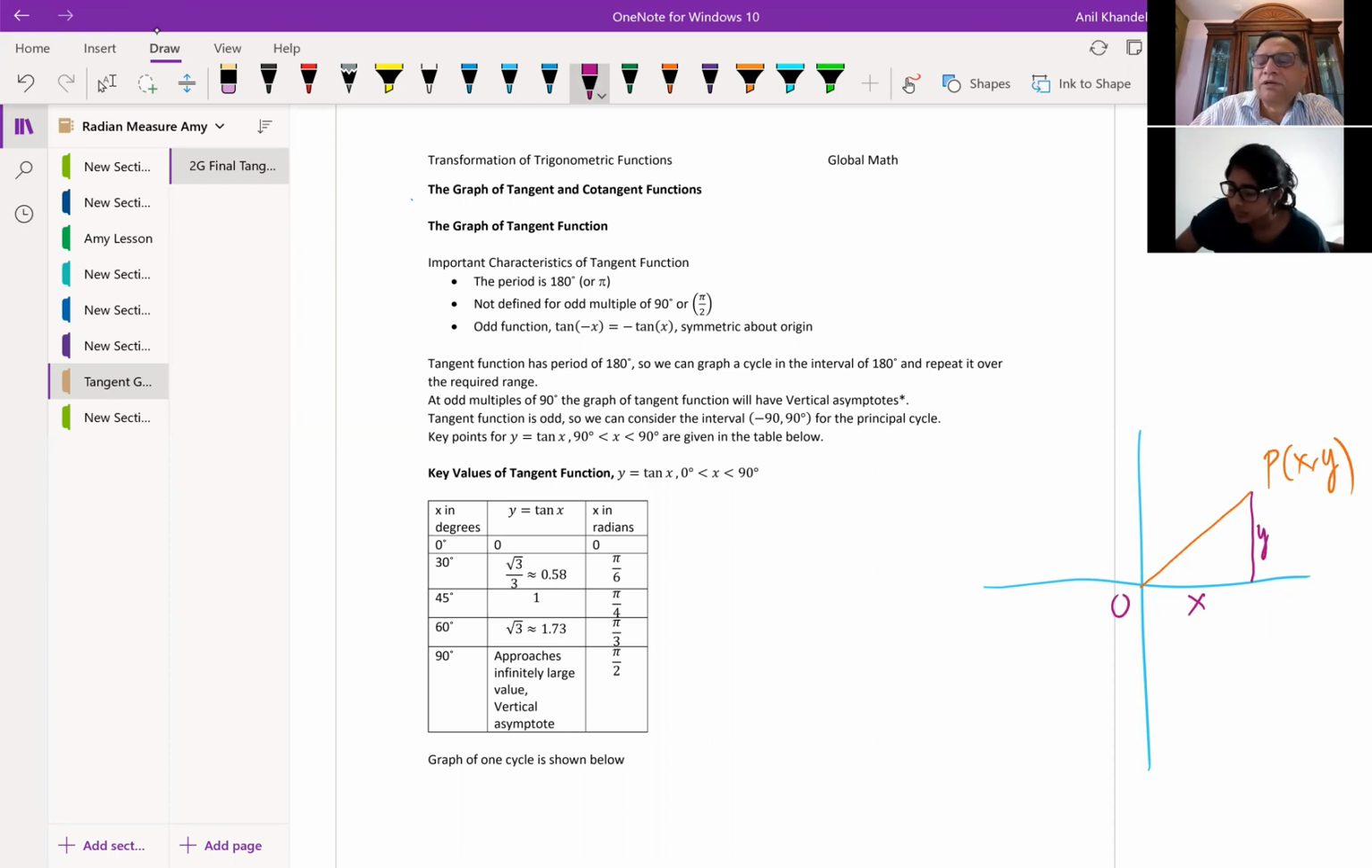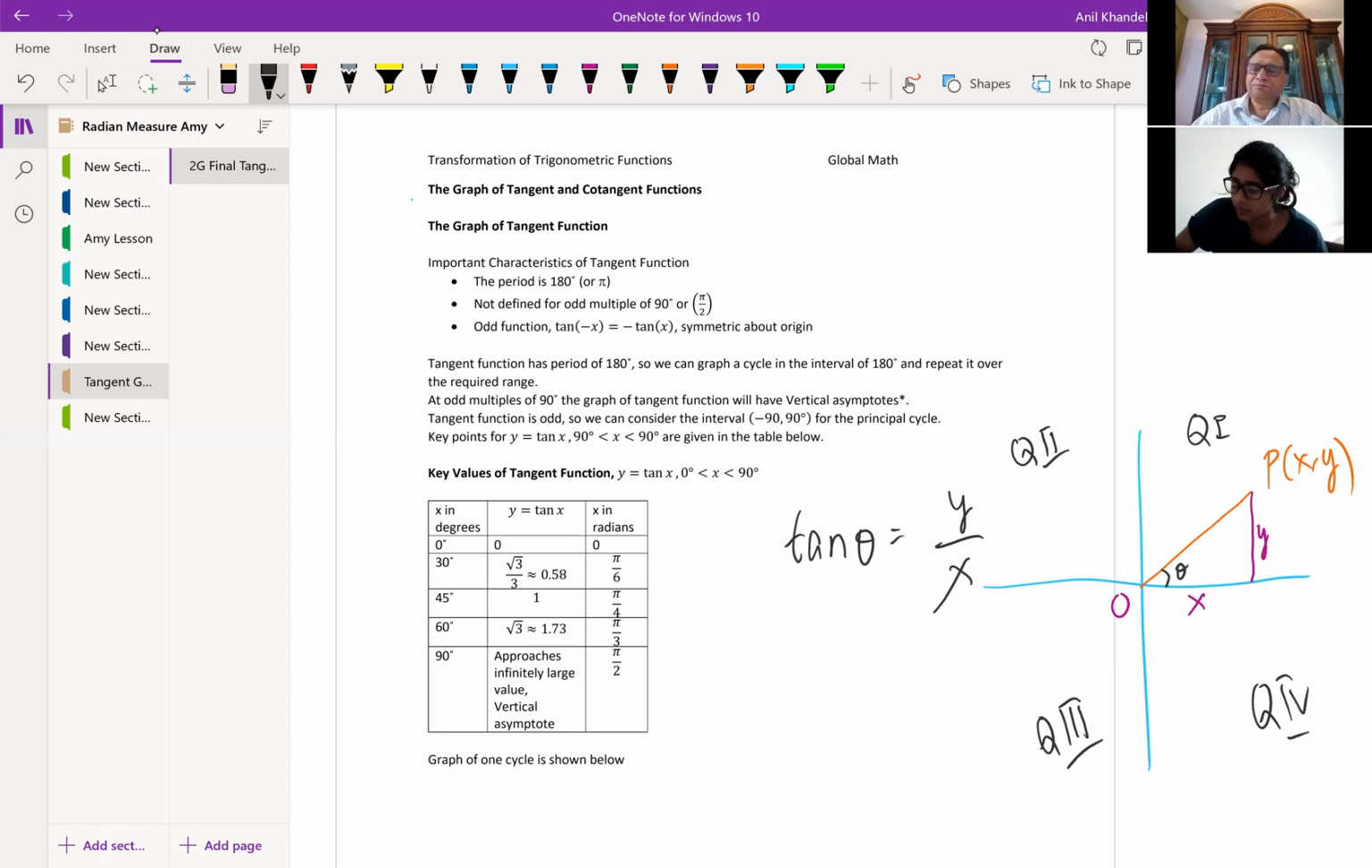If this is the origin, we are talking about quadrant 1 now. Of course, we have four quadrants. This is quadrant number 2, that is quadrant number 3, and that is quadrant number 4. In quadrant 1, everything is positive. So if this angle is theta, tan theta is the opposite side, which is y, over the adjacent, which is x. So this ratio gives us the tangent value.